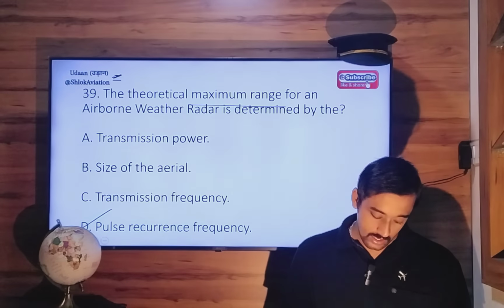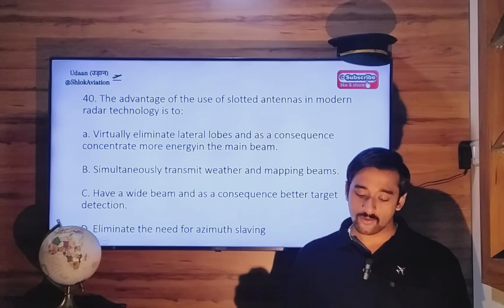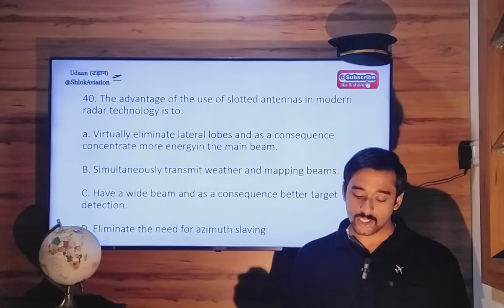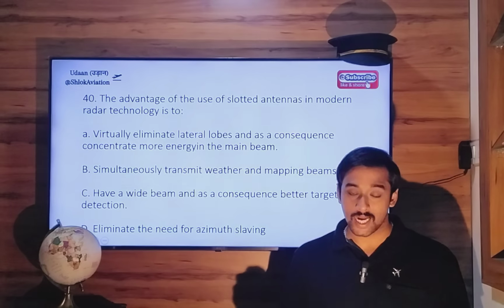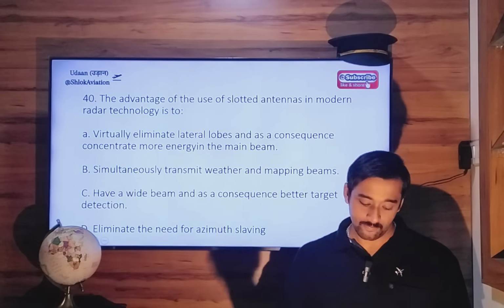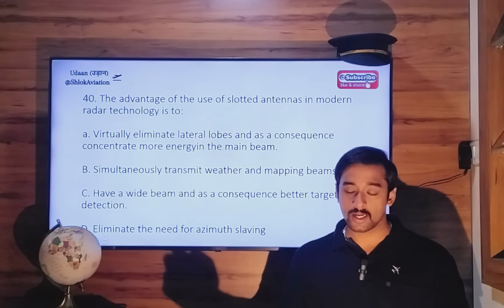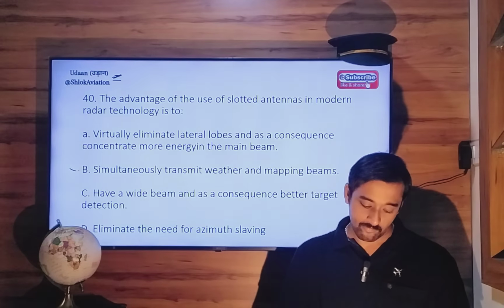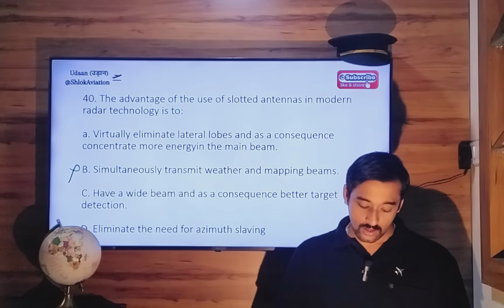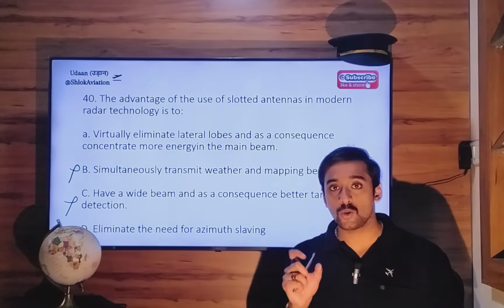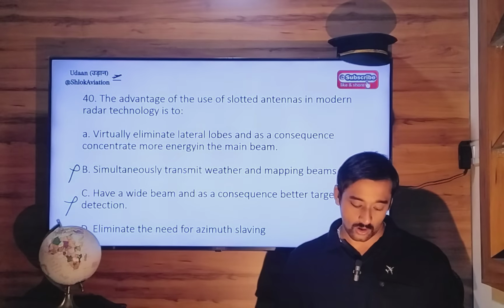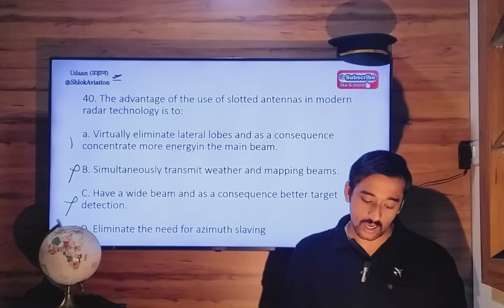Last question. The advantage of the use of slotted antennae in modern radar is to what? Virtually eliminate lateral lobes, side lobes, and as a consequence, concentrate more energy in the main beam. Simultaneous transmit weather and mapping beams. Wrong. Have a wide beam, as a consequence better target detection. No, for better target detection you need narrow beam width, not wide. Eliminate the need for azimuth slaving. Wrong. So the correct option is option alpha.